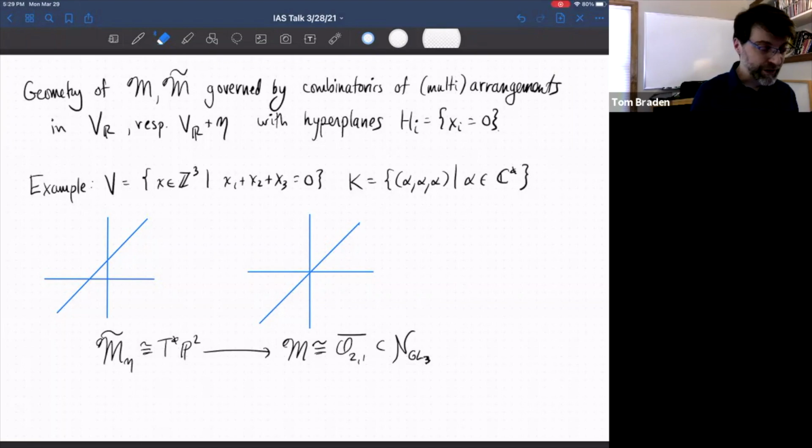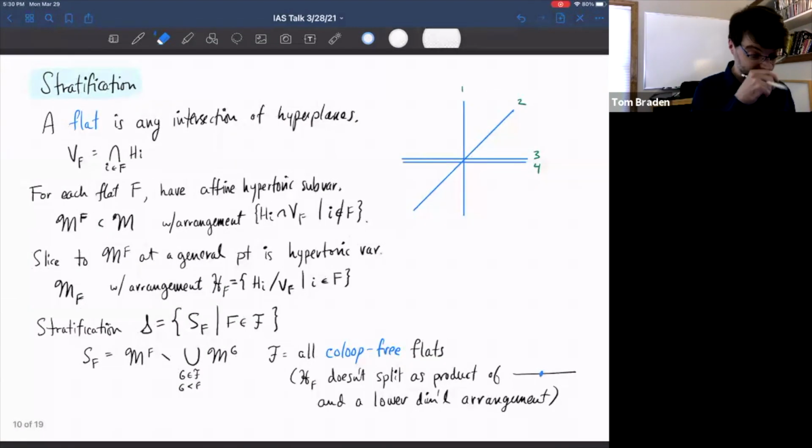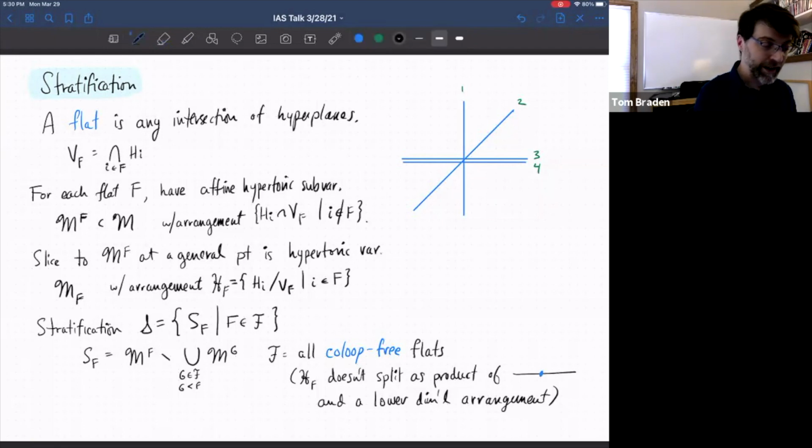Okay, so I need to describe a stratification of these varieties, and there are a couple of different stratifications. I'm going to use the coarsest stratification around, which is a stratification by symplectic leaves. So what you need to do is look at flats of the arrangement, which are basically just intersections of hyperplanes, and you want to look at intersections of hyperplanes that really define a space.